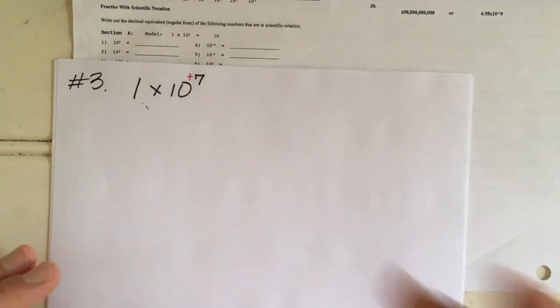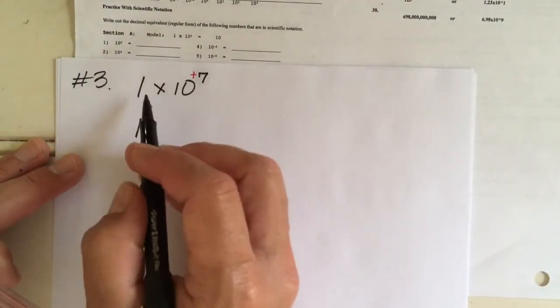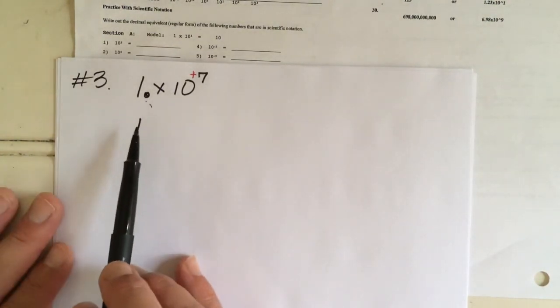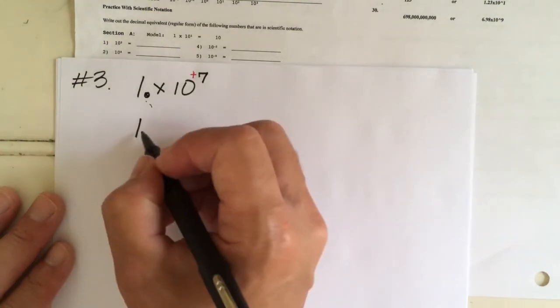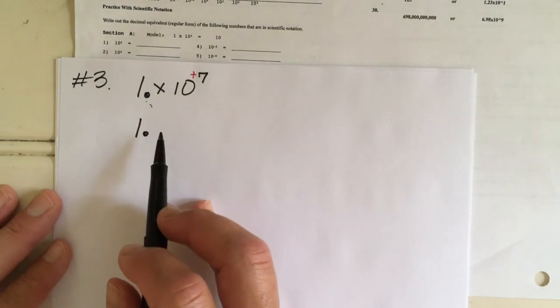To expand these out, what we do is we start by writing our decimal point. And right here, our decimal point is right there after the 1. If there's no decimal point, then that means it's behind the number. So here, I'm just going to rewrite it just to get a little more room. This means I have to move my decimal point 7 times to make this number larger because it's positive.